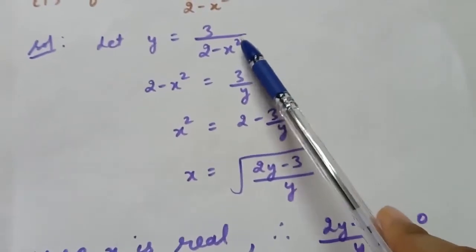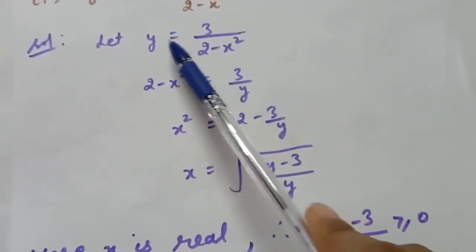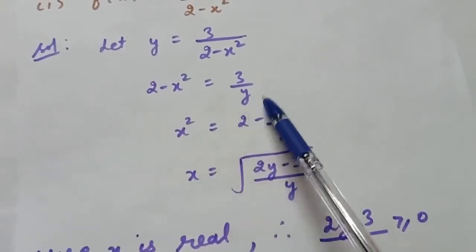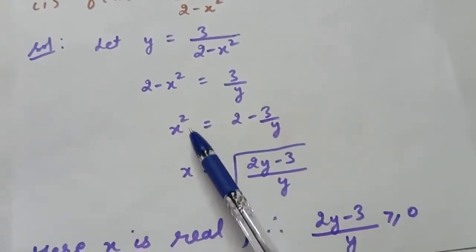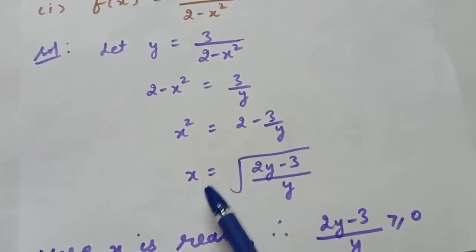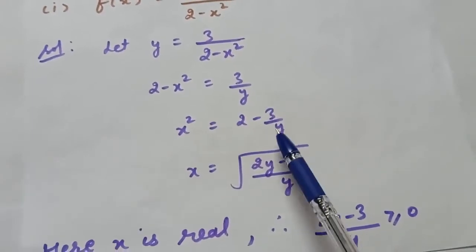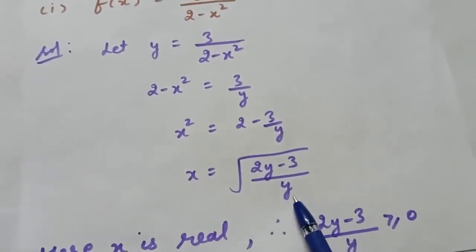Now first of all we will find the value of x in terms of y. So take 2 minus x square this side and y this side. Now x square will be 2 minus 3 upon y, and x will be root of (2y minus 3) upon y. I have taken LCM y, right?